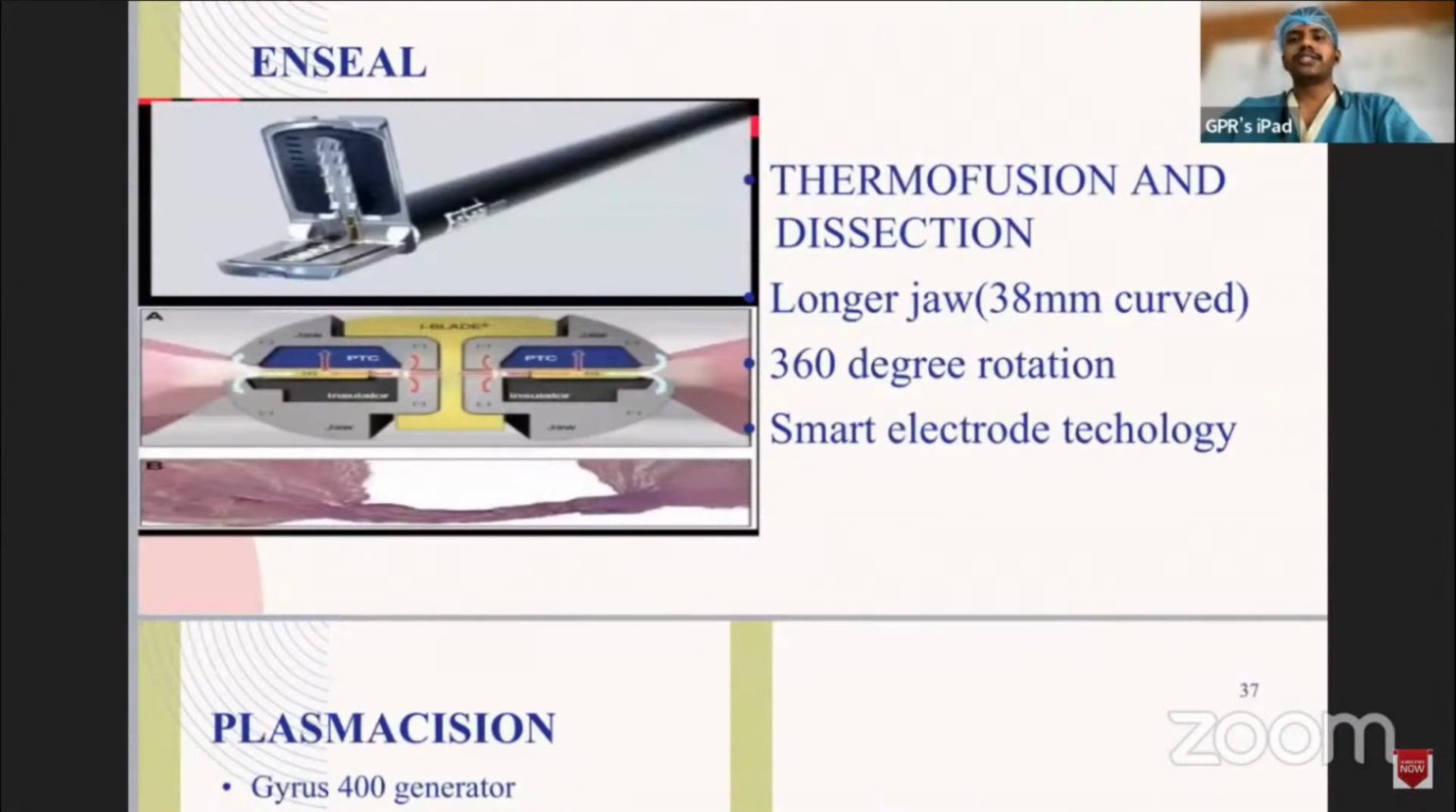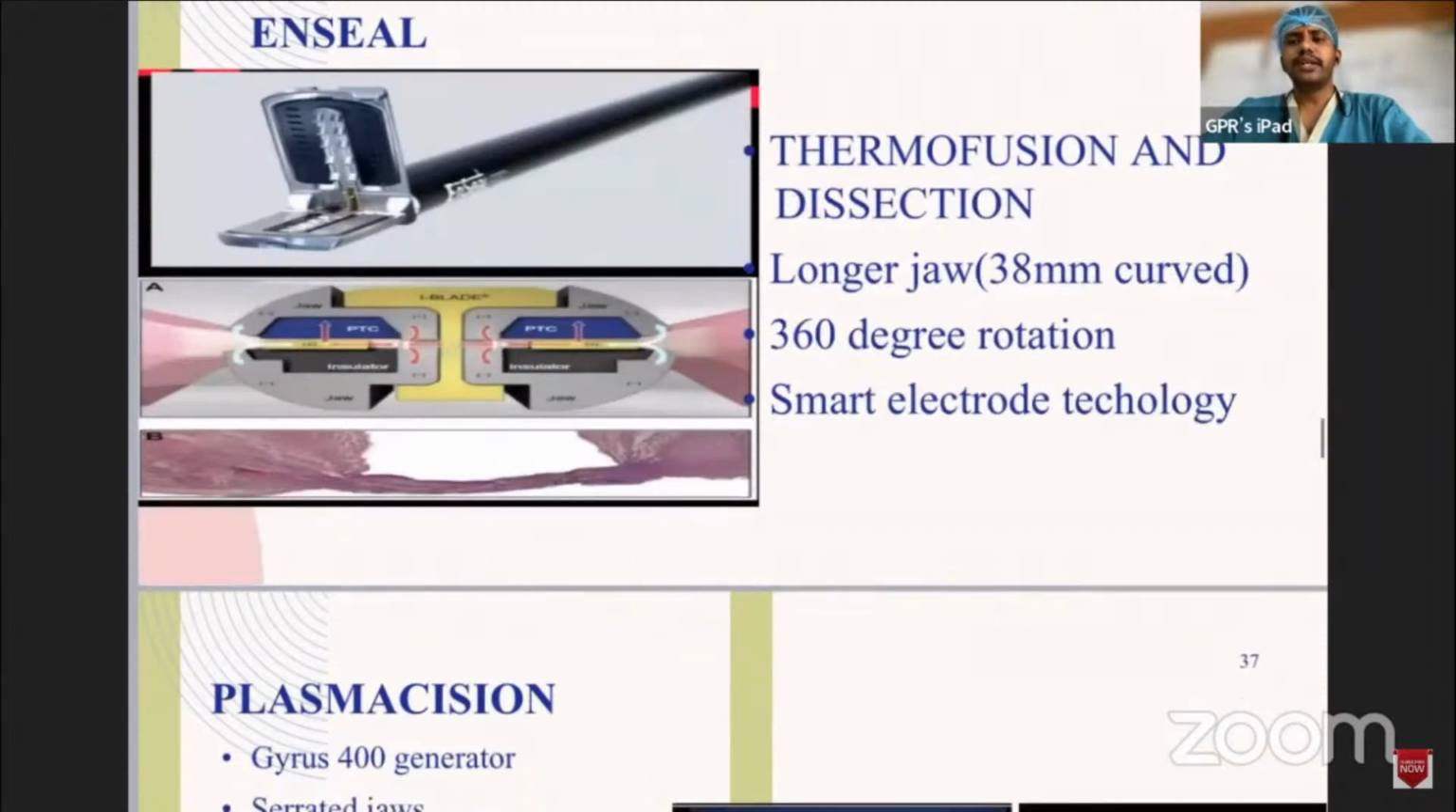To make up for the disadvantages of the LigaSure, next comes the ENSEAL, which functions on the principle of thermofusion and desiccation rather than causing coagulation. These jaws are much longer, as much as 38 millimeters, and it has the advantage of 360-degree rotation, which is not possible with a LigaSure. Only one of the two jaws has the active energy dissipation, whereas the other functions as an insulator, and it works on smart electrode technology. The vessel or tissue is held by the jaws, the radio frequency current passes through, and it produces tissue transection along with desiccation.